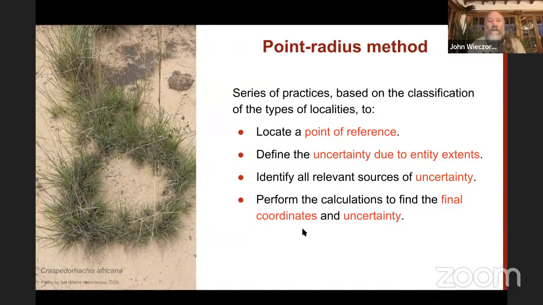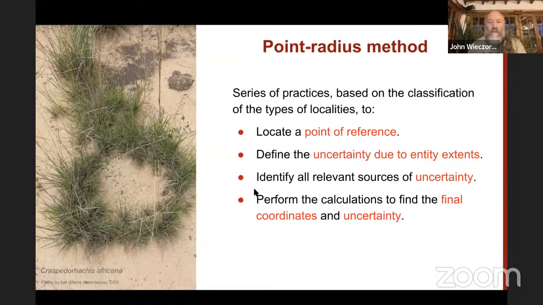Secondly, we'll define the uncertainty that's due specifically to the entity extents. That means we're going to try to find the extent of the feature, that is what's inside it, what's outside it, where's the boundary, and that size is going to contribute to the final uncertainty of the georeference itself. Sometimes it's the biggest contribution, sometimes not. Depends on how big that reference entity is.